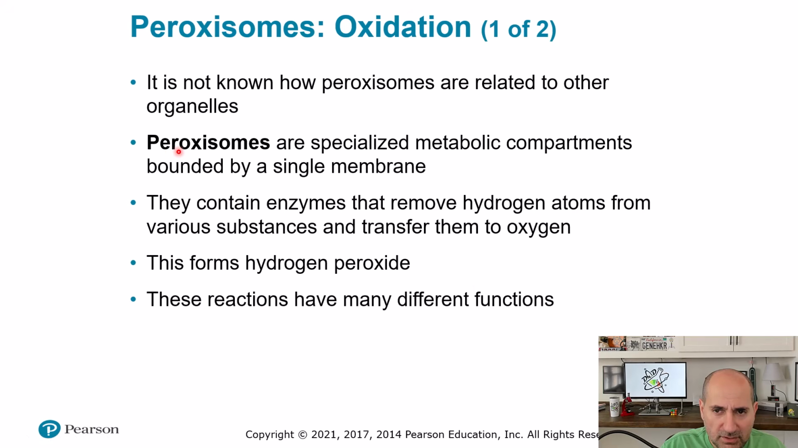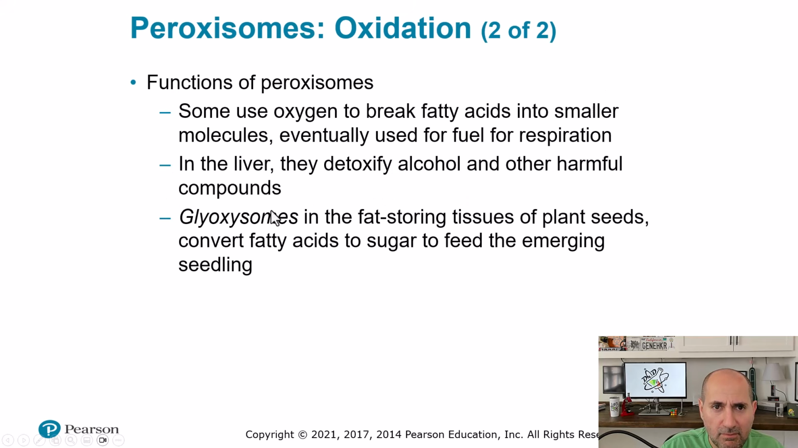Next, we talked about the peroxisomes. You should know that the peroxisomes contain enzymes to remove hydrogen atoms from fats. They work in the breakdown of fats. They can also form hydrogen peroxide. So again, the functions of the peroxisomes use oxygen to break fatty acids into smaller molecules, so breakdown of fats.